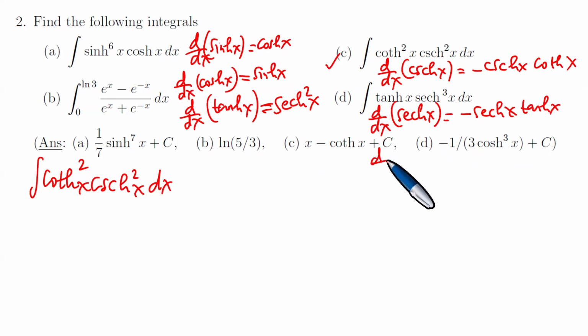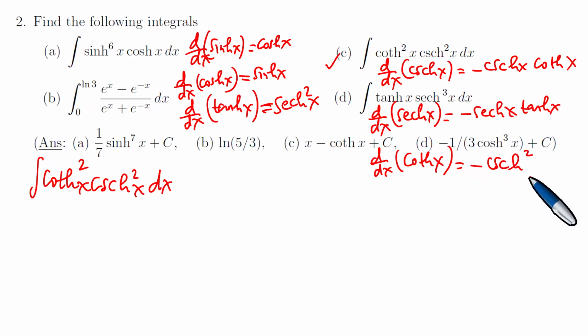The derivative of the coth of x, what is it? It's minus the hyperbolic cosecant squared of x. These are just the derivatives of our six hyperbolic functions: 1, 2, 3, 4, 5, 6.